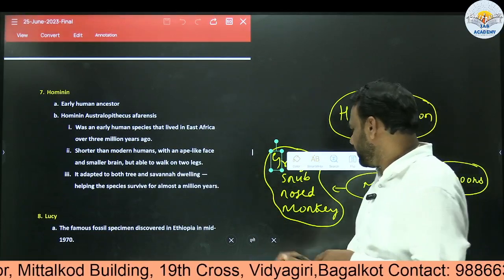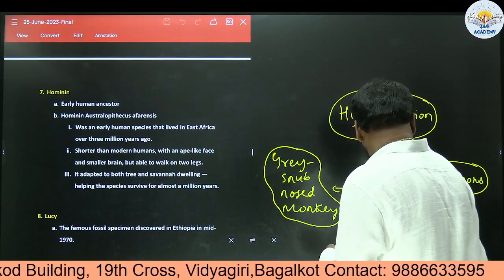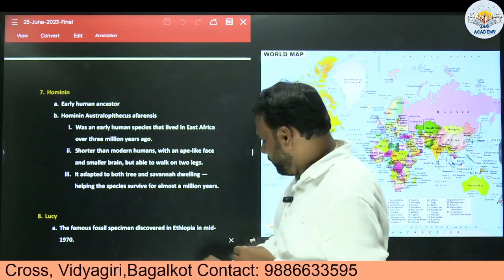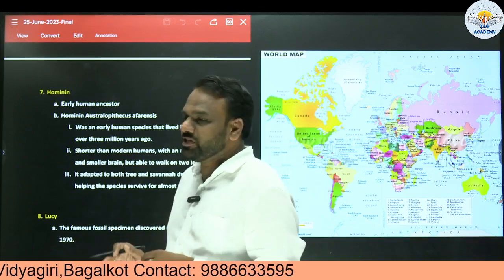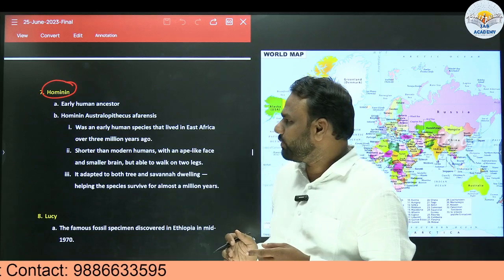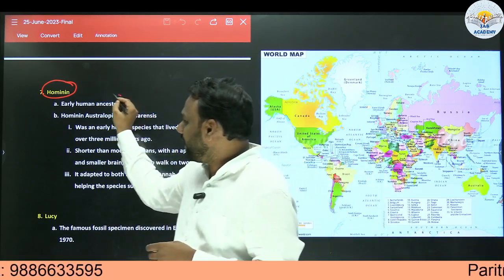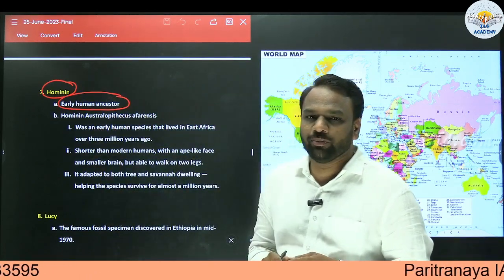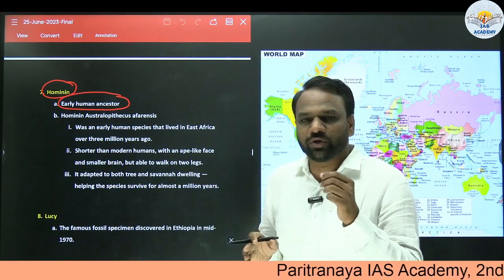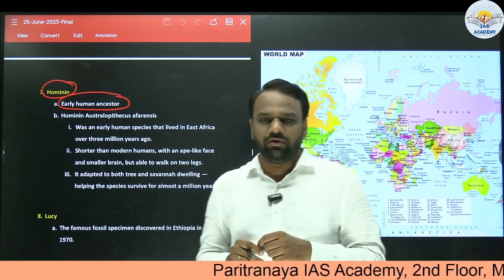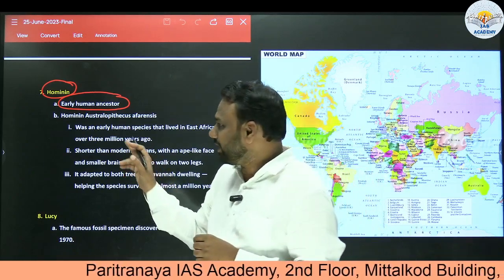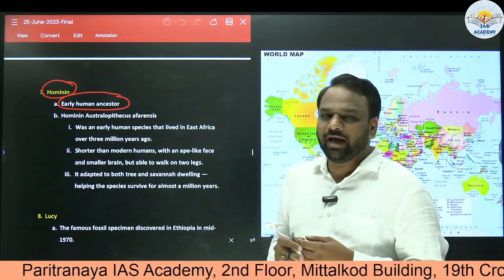Next, again this is very important. UPSC often focuses on the terms which appear in the newspaper. This hominin is a term which has appeared in the newspaper. So what does hominin indicate? It indicates an early human ancestor. Such a question has already been asked in 2019, when they asked about a term called Denisovan. That question was framed from the newspaper itself. So in that context, what is hominin? It is an early human ancestor.